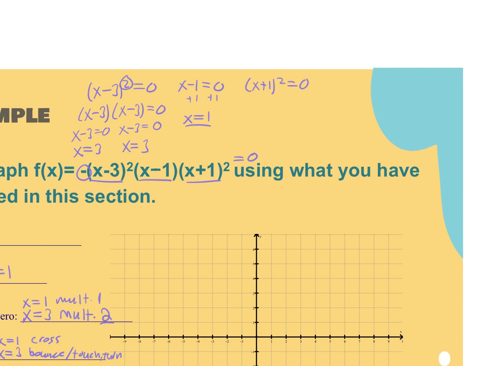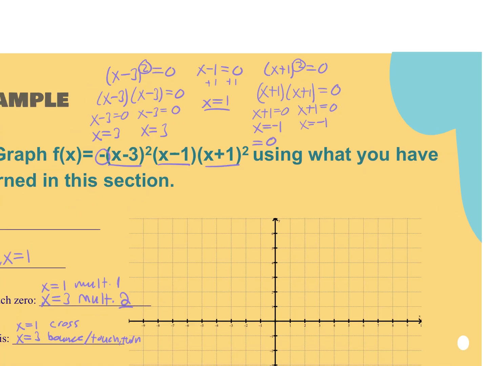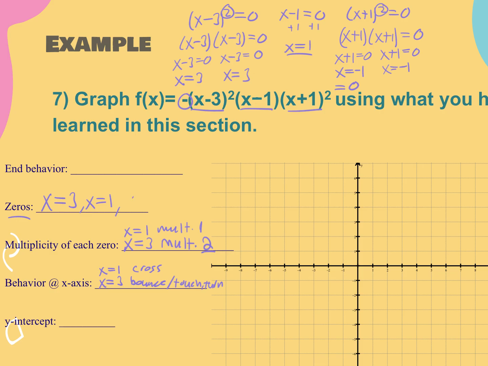And then lastly, x plus 1 squared equals 0. I know that means x plus 1 times x plus 1 equals 0. And so I get x plus 1 equals 0, x plus 1 equals 0. So really you get the same answer twice again. So I get my last zero, x equals -1. And then I'm going to say x equals -1 has a multiplicity of 2. And that just means x equals -1 bounces.